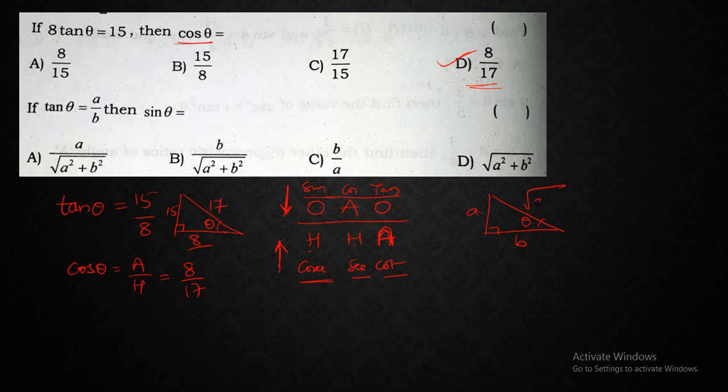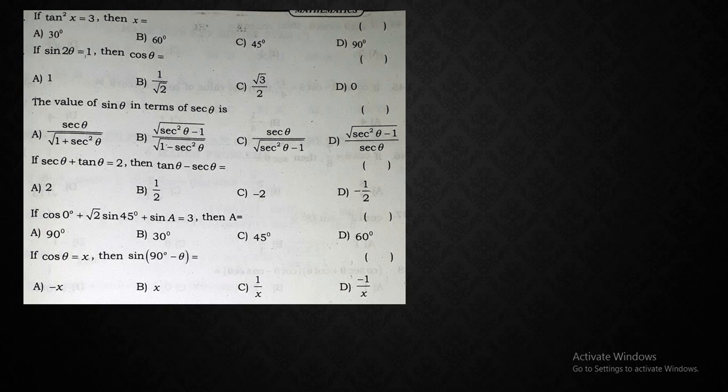Then this becomes root over A square plus B square by Pythagoras theorem. Right, now what did he ask? Sin theta. Sin is nothing but opposite by hypotenuse. So a by root a square plus b square. So option A is my answer. Right, next moving on to one more question.